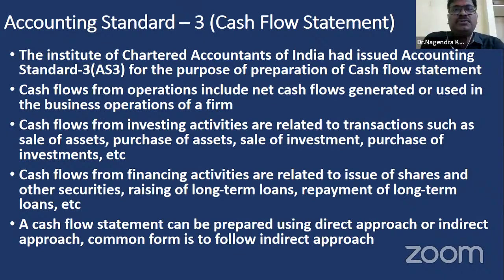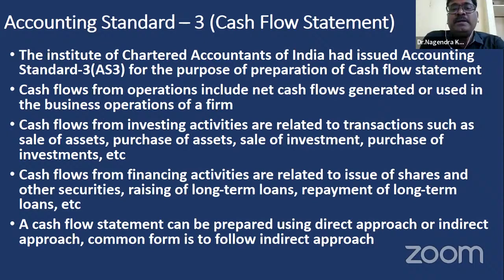It can be prepared using the indirect approach. What is an indirect approach and what is a direct approach? Under the indirect approach, we will take the net profit earned during the year after making adjustments for provision for taxation and dividends. We will make the changes to the net profit by calculating the operating cash flows and investing cash flows and financing cash flows. But under the direct approach, we will not take the net profit. Instead, we will take the activities directly.